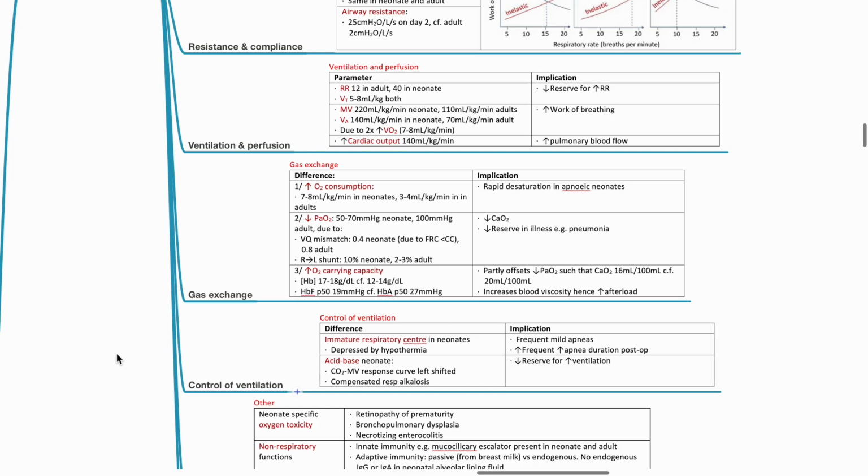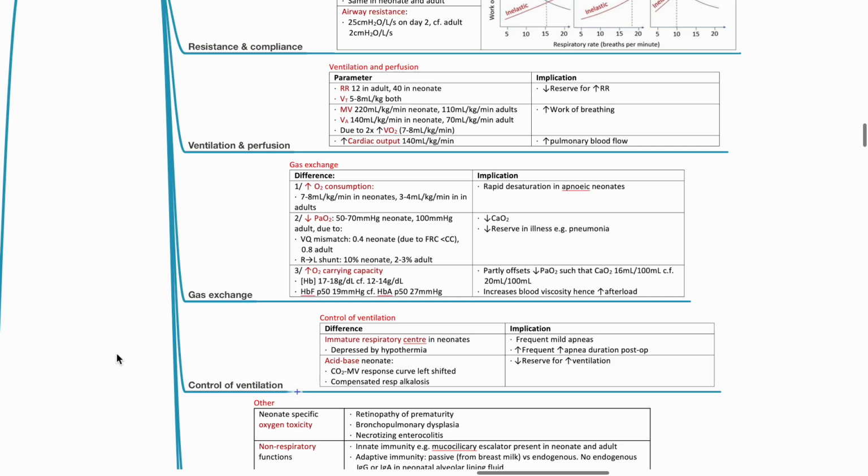PaO2 is 50 to 70 mmHg in neonates compared to 100 mmHg in adults. Due to increased VQ mismatch and right to left shunt in neonates compared to adults. Implication, reduced CaO2 and reduced reserve in illness such as pneumonia.